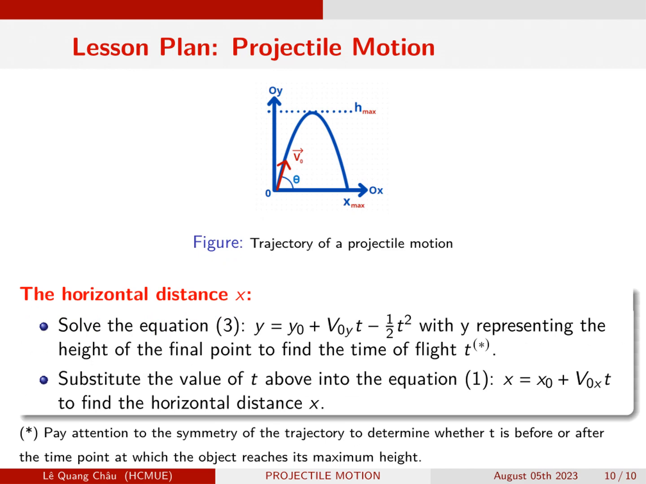And to determine the horizontal distance covered by the projectile, first we use equation 3 with y representing the final height to find the time of flight t. And then we substitute the value of t into equation 1 to find the horizontal distance x. And you should pay attention to the symmetry of the trajectory to determine whether t is before or after the time in which the object reaches its maximum height.